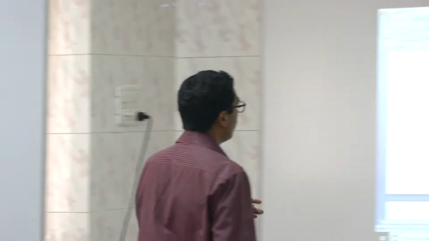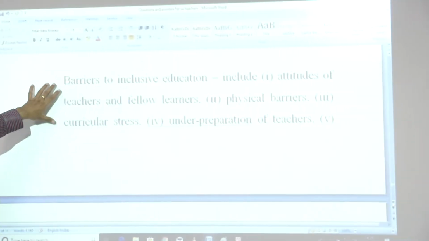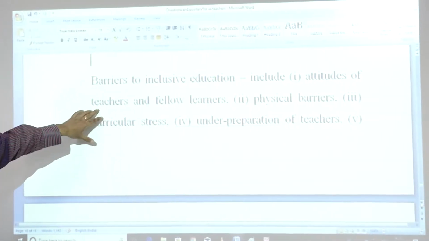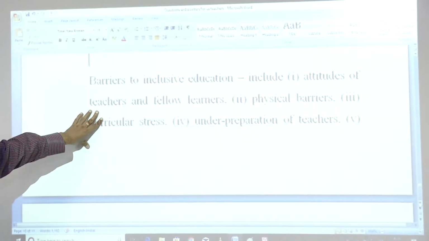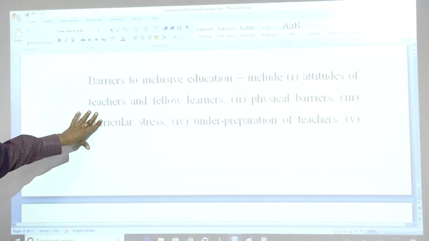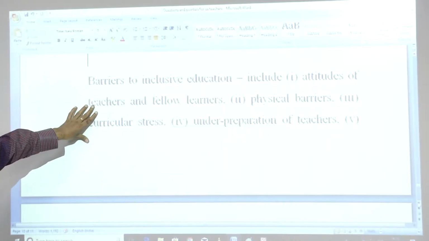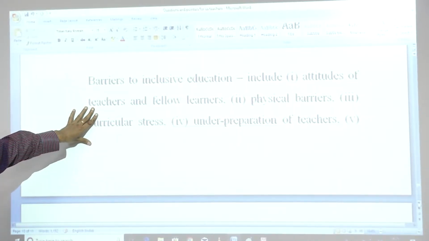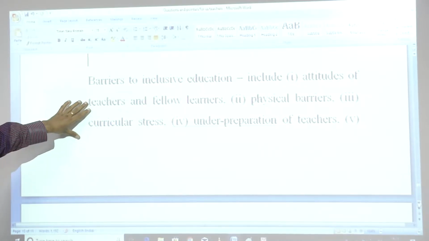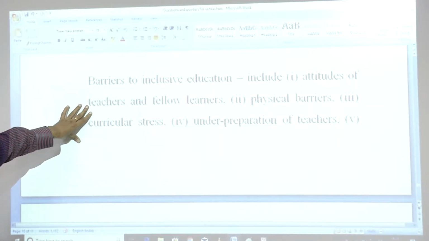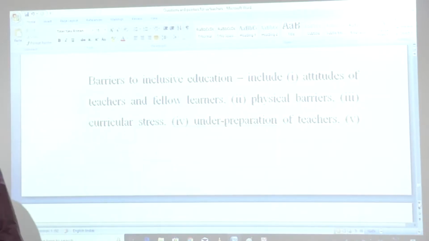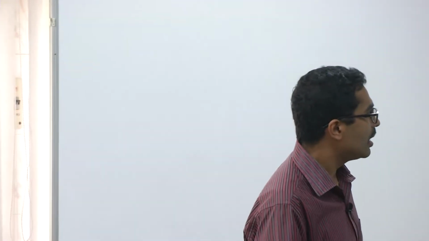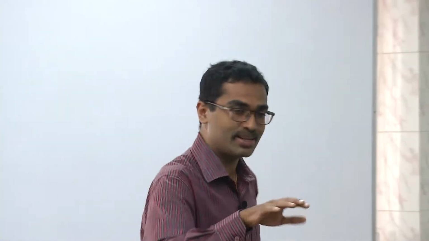Having said that, both I and other people have observed barriers to inclusive education that include sometimes the attitudes of teachers and fellow learners. So when you have, let us say, a classroom where most learners are not sensitized, there may not be an inclusion. Similarly, teachers might sometimes be underprepared or overwhelmed. They may not necessarily understand the importance of inclusive education. So all these things can be barriers to inclusive education. Physical barriers, most obviously for people who are physically challenged in one form or the other. So how do we provide a physical space that is accessible?